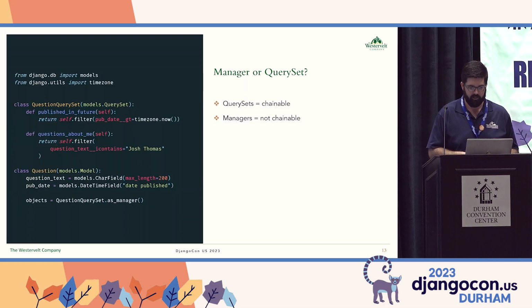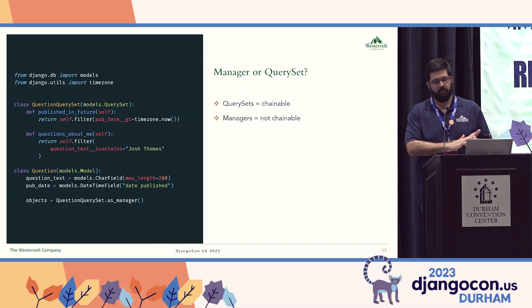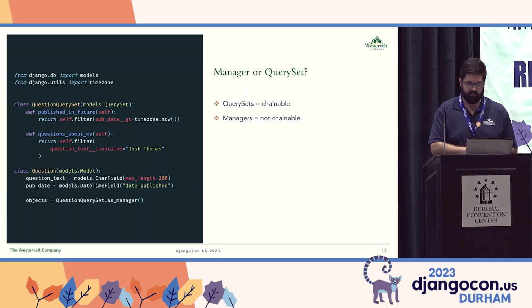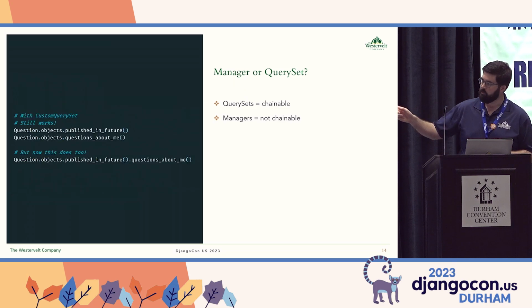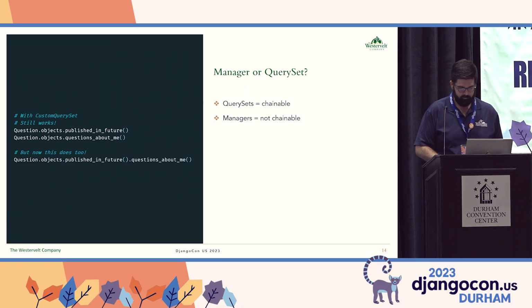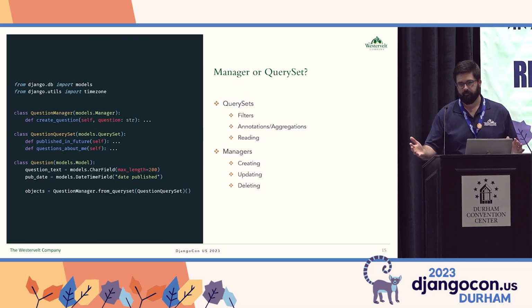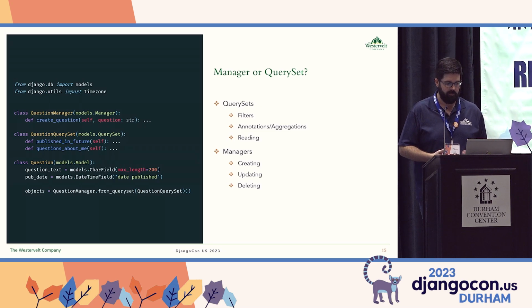Well, I mentioned the query sets. Instead of using a manager, we can swap it for a query set, inheriting from models.QuerySet and change that objects attribute, and it works like we would expect. Okay, so that really doesn't answer the question of when to use one over the other.